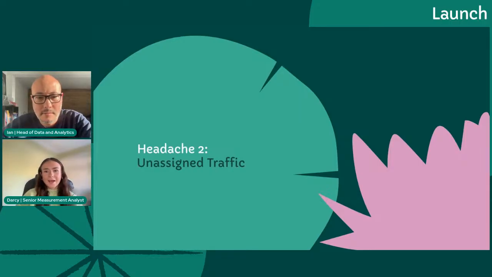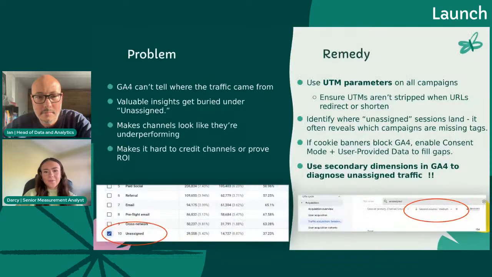Next, we'll be looking at unassigned traffic. So unassigned traffic often shows up in GA4 reports. If you've seen this, you're not alone. It's not just isolated to your GA4 property. And it's basically where GA4 cannot determine where that traffic has come from. It can happen for lots of reasons.